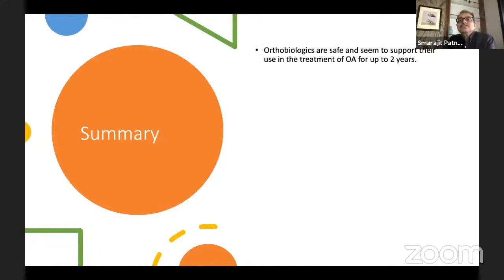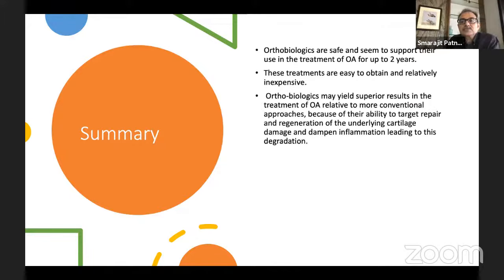So orthobiologics seem to support their use in the treatment of osteoarthritis for up to about 2 years. So these treatments are easy to obtain and relatively inexpensive. And orthobiologics may yield superior results in the treatment of osteoarthritis relative to more conventional approaches because of their ability to target repair and regeneration and dampen the inflammation.